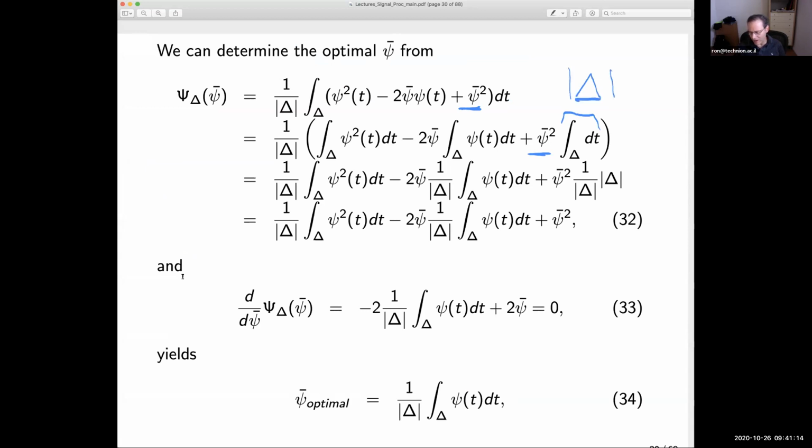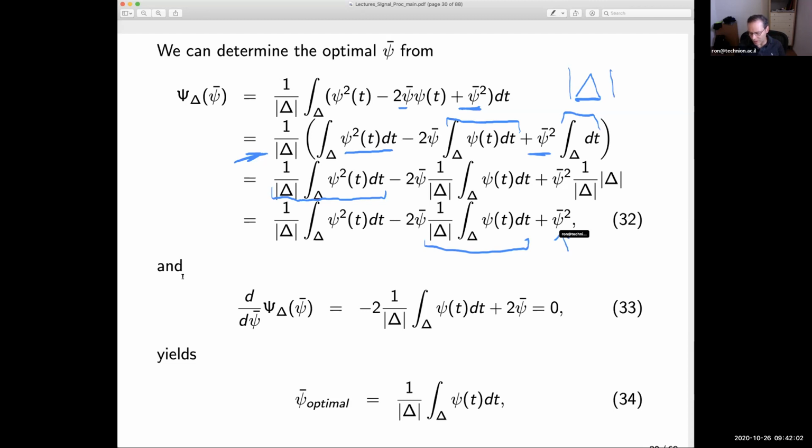So let's see what is going on here. The first term is nothing but the integration over what we call the energy of the signal. For the second term, again, we can take the constant out of the integration, so we have the constant times the average of the signal. Once we multiply it by 1 over delta, it would be the average of the signal. If we continue this math and push the normalization into the brackets, the first term is the average of the energy, the second term is 2 phi bar times this average, and the last term is phi bar squared.